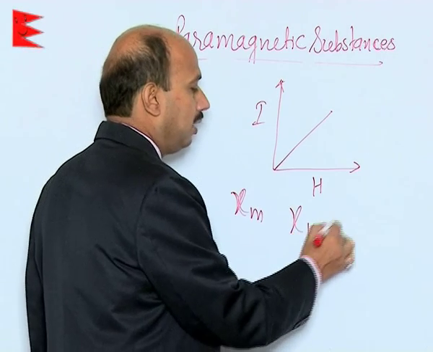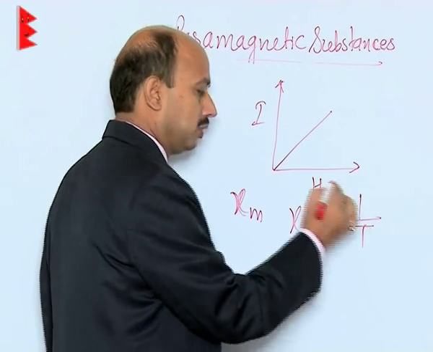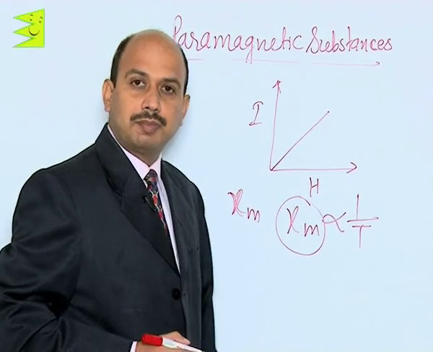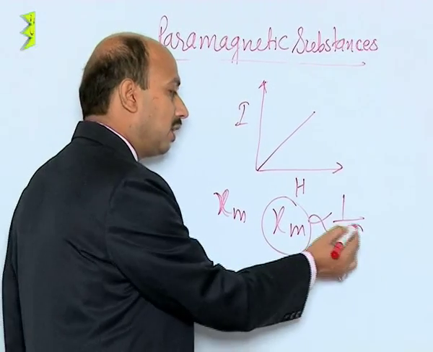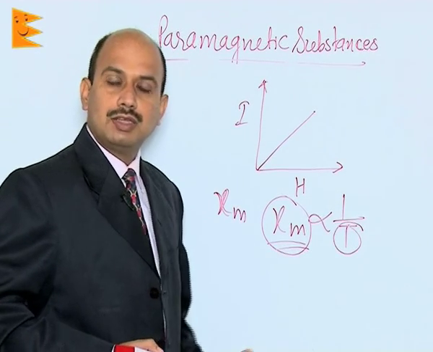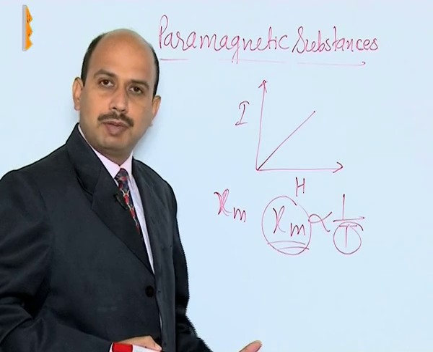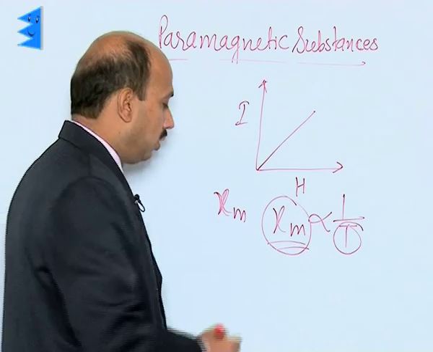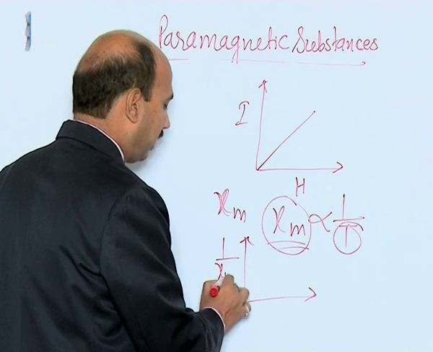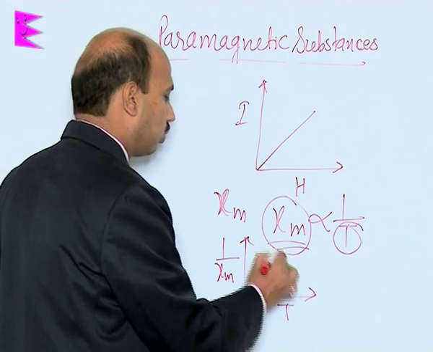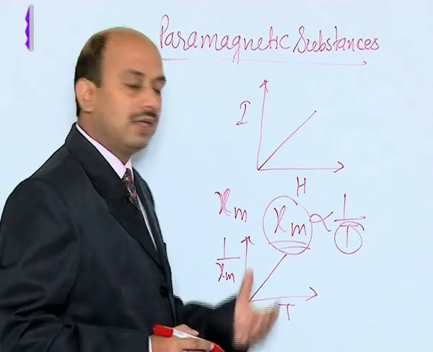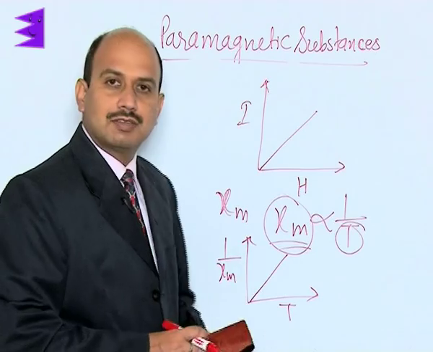Here chi m is inversely proportional to temperature, and chi m is known as the magnetic susceptibility. If you increase the temperature, susceptibility decreases. It means disorientation of the magnetic dipole moments takes place. And now you can also draw the graph of 1 upon chi m versus T, which will also be a straight line. So this is about the relation between I and H for the paramagnetic substances.